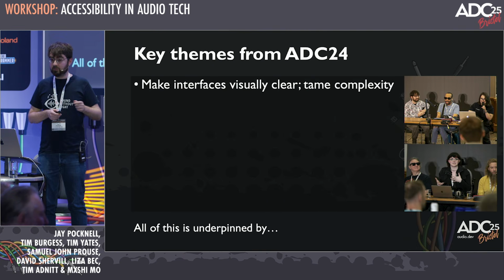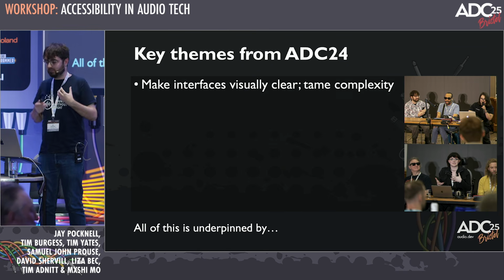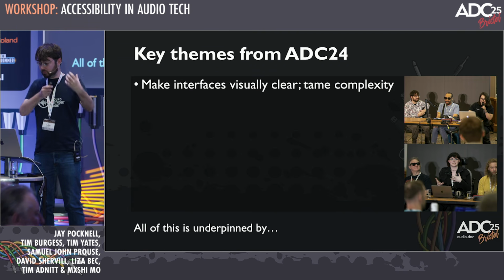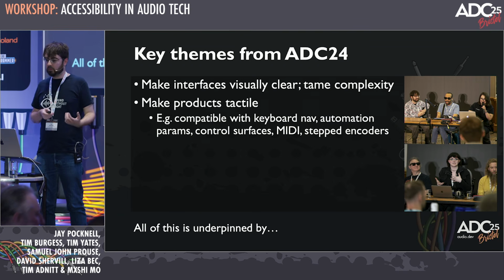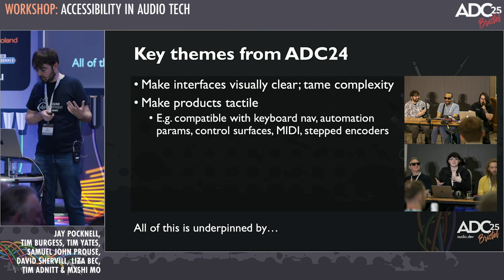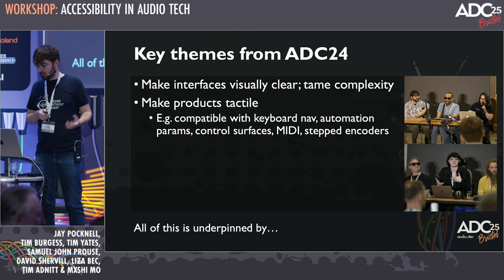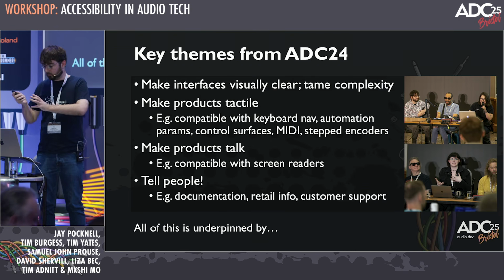Just to pick up on some key themes, if you weren't at ADC last year, we had a big workshop talking about stuff that could be better. Some of the themes that came out were to make user interfaces visually clear, but also to tame complexity within them. To make products tactile as much as possible. So if you're software, this might be compatible with keyboard navigation. It might be compatible with automation parameters that can be used with control surfaces. It might be compatibility with MIDI, or with hardware, it might be using stepped encoders so that people can feel when they're making changes. We also talked about making products talk. So for today, we're talking about screen reader support.